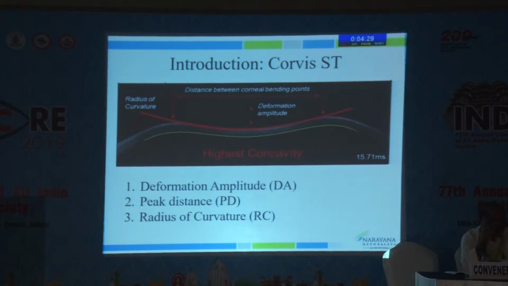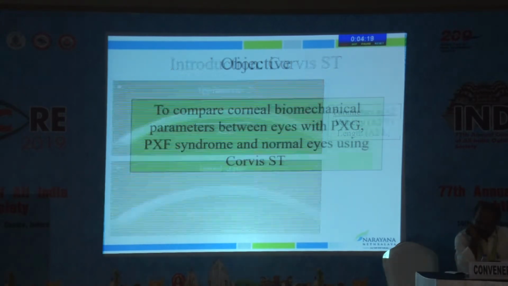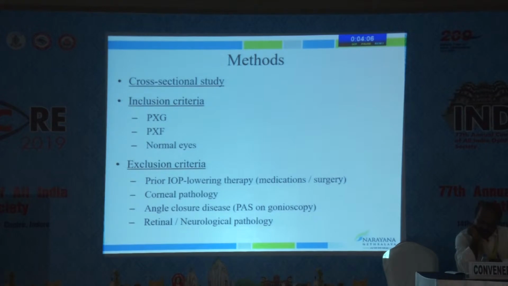The cornea then resumes its original convex position, and it goes through an A2, an applanation 2 phase, where again velocity and length are calculated. Having described this background, I'll now go on to our study, whose objective was to compare the corneal biomechanical parameters between eyes with pseudoexfoliation glaucoma, pseudoexfoliation syndrome, and normal eyes using Corvis ST. This was a prospectively planned cross-sectional study.